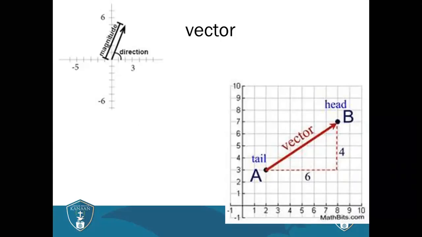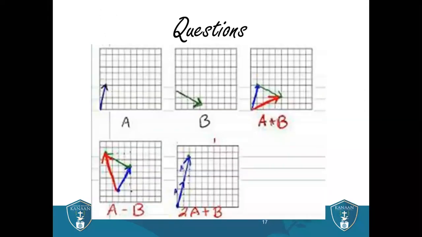These are some examples of the questions that may appear in scalars and vectors. Now we know that A is this and B is this. For A plus B, we have A and then we add the B, which is going down. So eventually you get this. For A minus B, you have A going first, and then B adding onto the A, but you make the arrow go in the opposite direction.